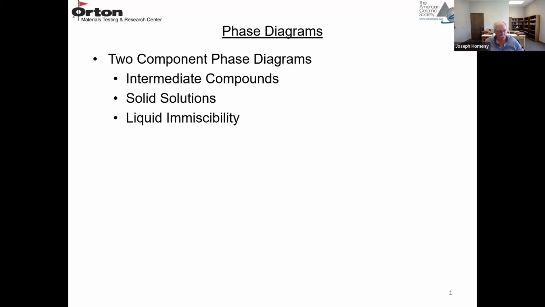Good morning. Last class, we started phase diagrams. We went over some simple one component phase diagrams, and we started on the two component phase diagrams with a simple binary eutectic. So we'll finish up two component phase diagrams today: a diagram with an intermediate compound, diagrams with solid solutions, and then diagrams with liquid immiscibility. And then on Wednesday, we'll do ternary phase diagrams, and that'll be it on some of the basics. And then next week, we'll start on the refractory compositions.